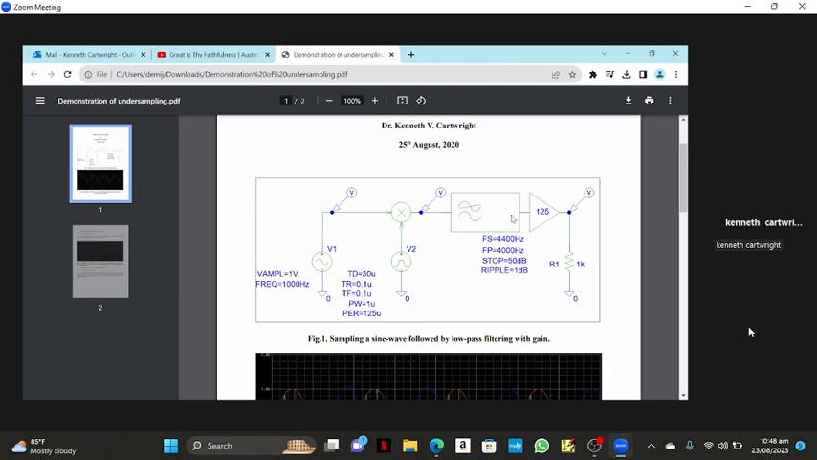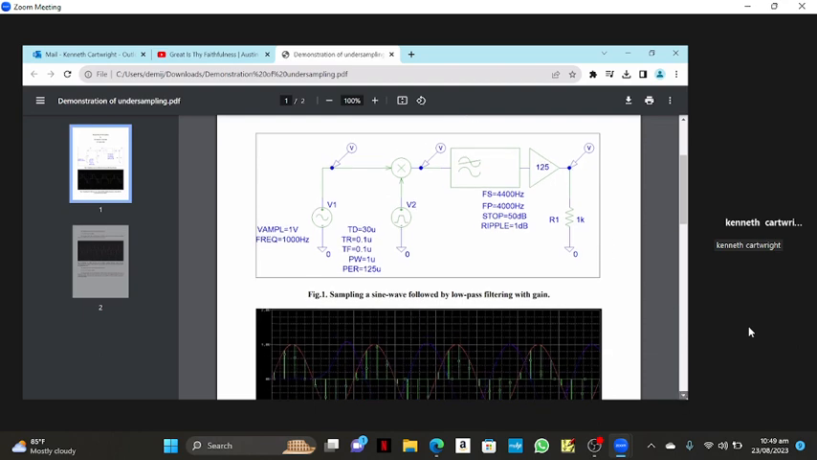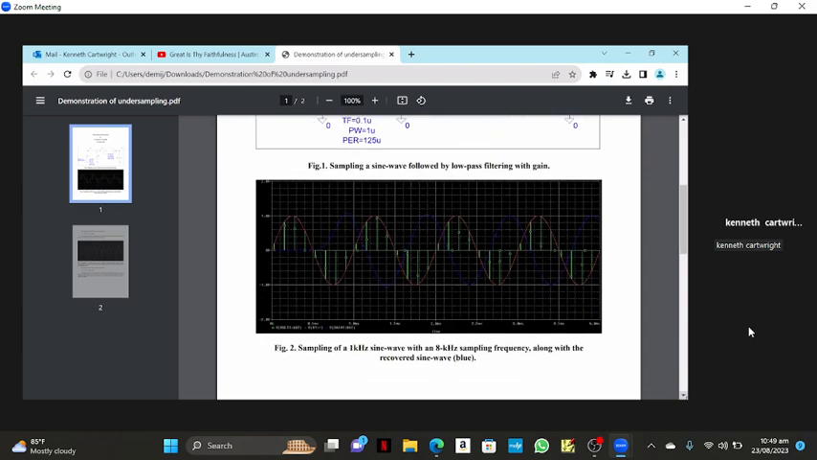So what should happen here is, at this point, I should see the sampled signal. I pass it through a low pass filter and through some gain, and I should get back my original signal. And there it is. What do you see? You see the red. What's the red? That's my original input signal.